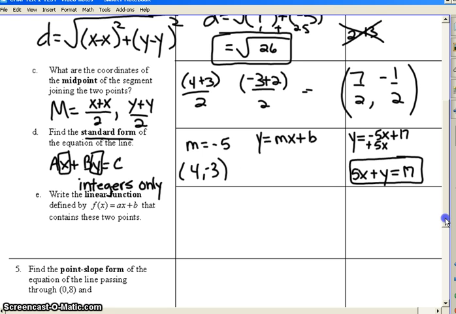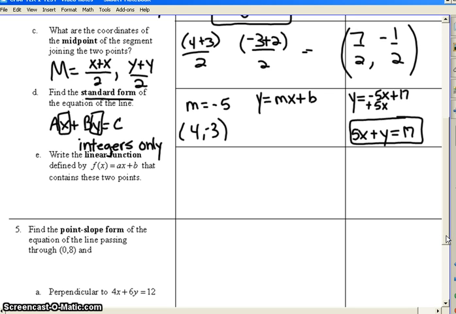Okay, write the linear function. Okay, that's what I started off with right here. So y equals -5x plus 17. Okay, and we're going to replace the y with f of x to represent it as a function.